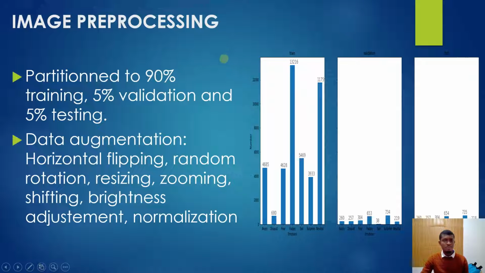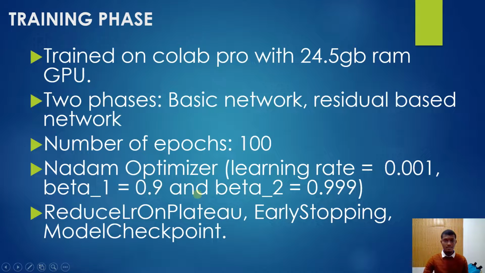Some image pre-processing has been done on this dataset, that is to partition the dataset into 3 sets. We have the training set that has 90% of the dataset, 5% for validation, and 5% for testing. And then a data augmentation technique has been used to augment this data during the training.